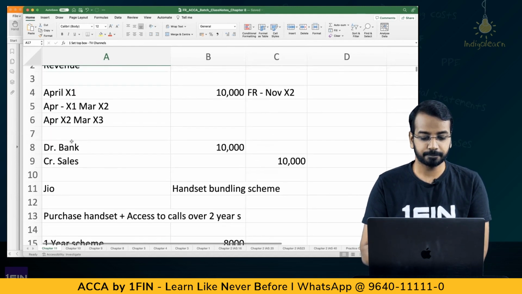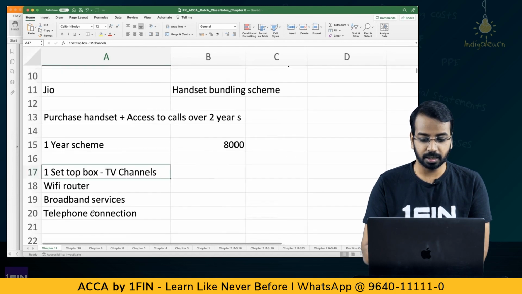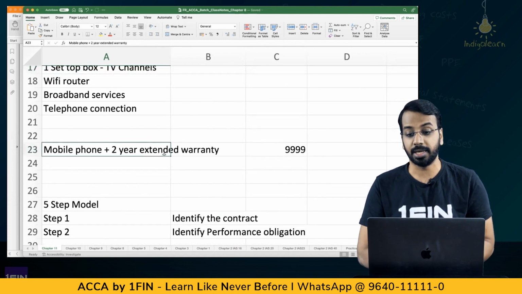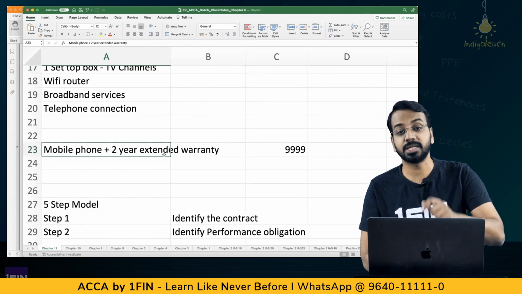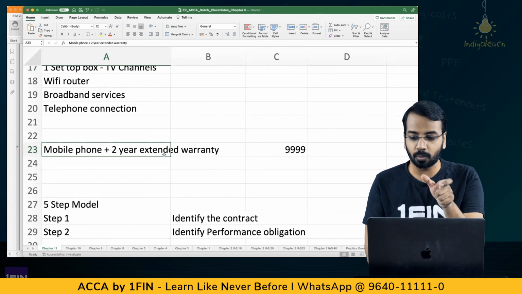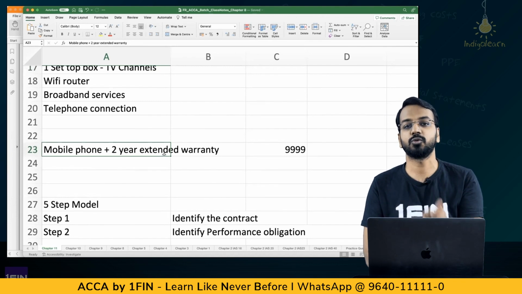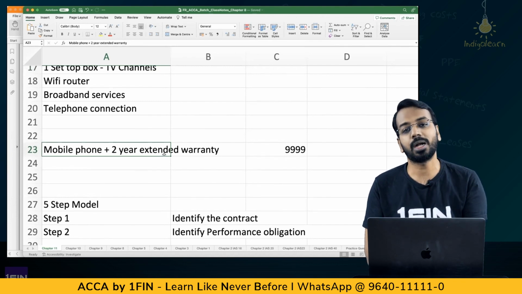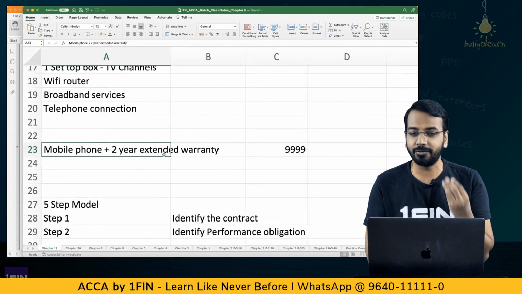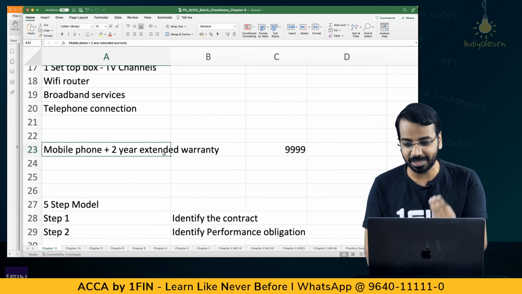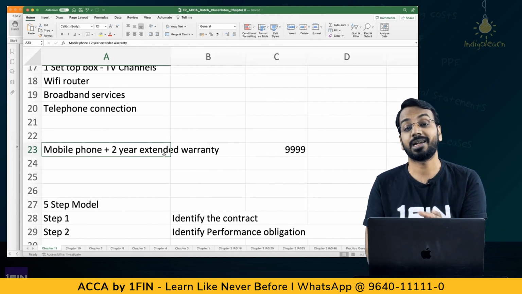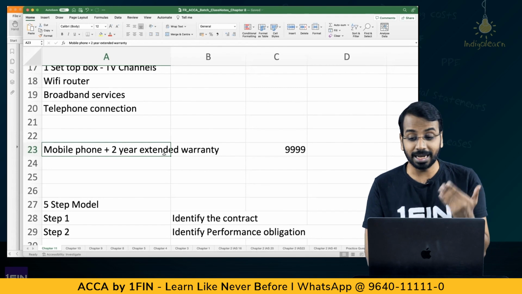Okay. So here we talked about this one, mobile phone plus 2 year extended warranty. So one performance obligation is to give the mobile handset. The second performance obligation is to cover the warranty for a period of 2 years. So you have to identify what the performance obligations are, right? So next time, whenever you enter into a purchase sale contract, meaning whenever you purchase a product, please have a look at what the performance obligations are. That will help you understand.